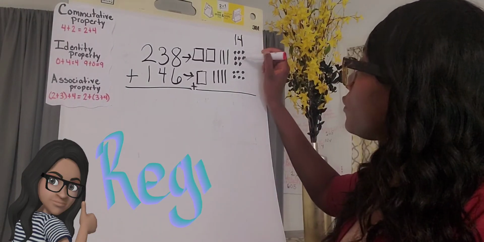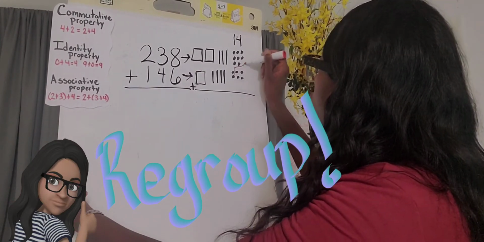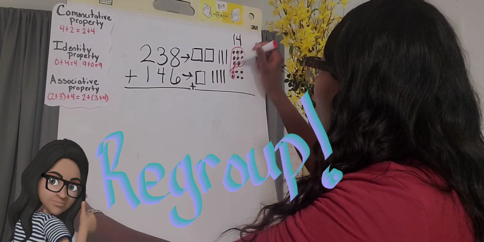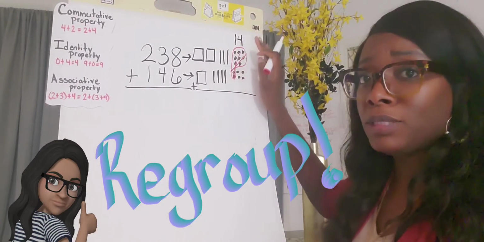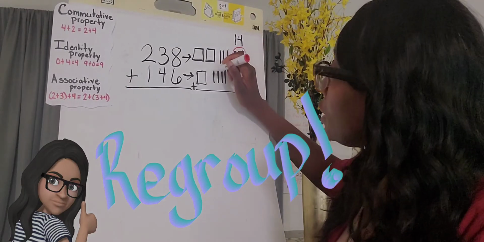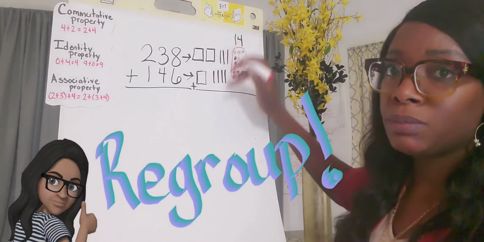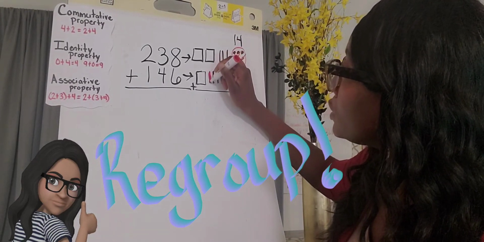1, 2, 3, 4, 5, 6, 7, 8, 9, 10. So I'm going to circle 10 of those. And guess what? I'm trading them in. So I kind of put an X so I remember they're gone. I'm trading those in for a 10 rod. So that 10 rod, you can put it in either place, down here or up there. I'm just going to trade it in for a 10 rod.